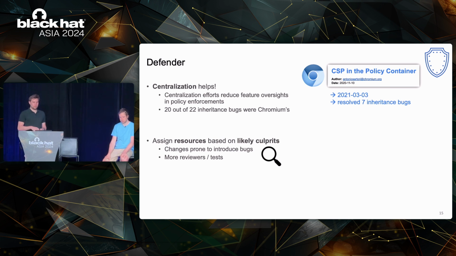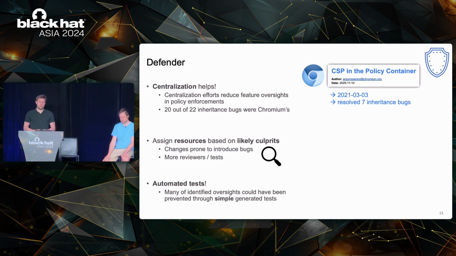So, similar to the attacker, the defender can also assign more resources based on heuristics or likely culprits. In this case, for example, it should really pay more attention to changes to the source code that are likely to introduce bugs. And this means, for example, assigning more reviewers, creating more tests. And going further on these tests, in the ideal case, these would be automated. And actually, we found that a lot of these bugs that were part of our data set could have been prevented by very simple generated tests.